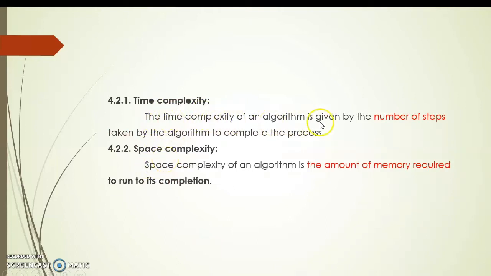Now you can see what is meant by time complexity and space complexity. The time complexity of an algorithm is given by the number of steps taken by the algorithm to complete the process. How many instructions are required to complete the process? That is known as time complexity. So the total number of instructions is known as the time complexity. And then space complexity. The space complexity of an algorithm is the amount of memory required to run to its completion. That is, how much space is required to complete that particular algorithm is known as the space complexity.